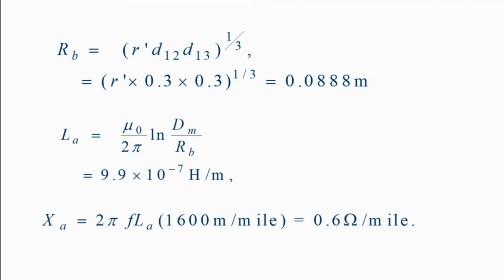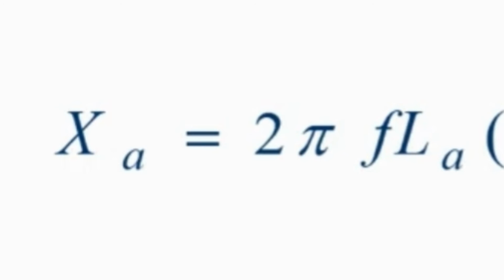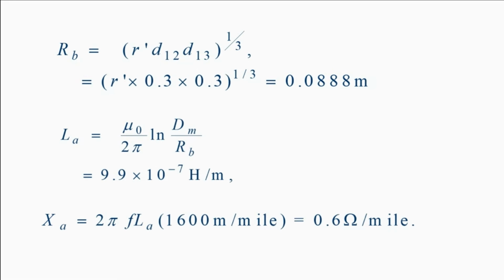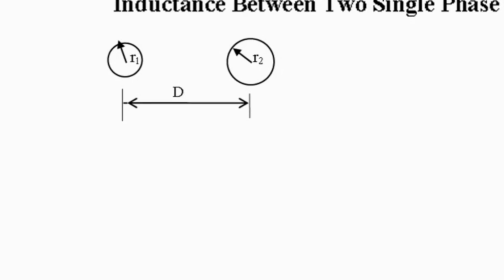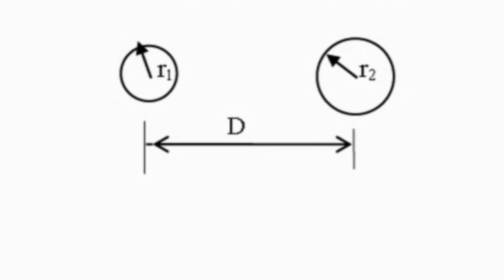He's asking for the reactance. Reactance is simply omega multiplied by the inductance. Omega is 2 pi f, giving 0.6 ohm per mile. Before moving to the next subject, is there any question regarding the previous example? Okay, good.